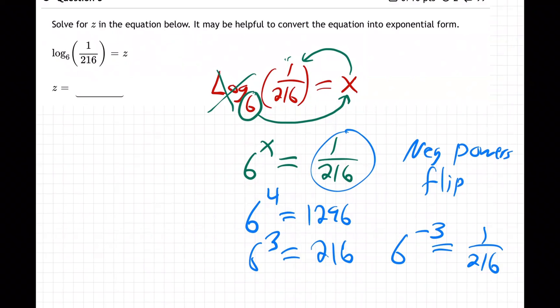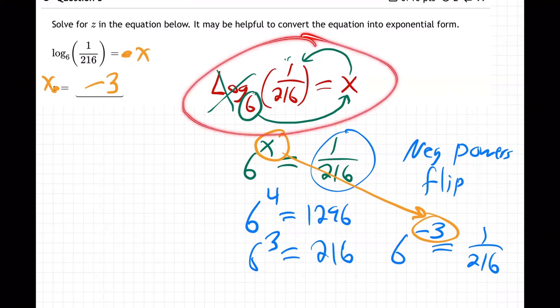So the answer then is negative 3, because that's the x, right? Here's the x. Here's the x. Negative 3, or they called it z, whatever. I just changed it to x, as my z's look like 2's. Anyway, do you see? Let me recap what just happened.